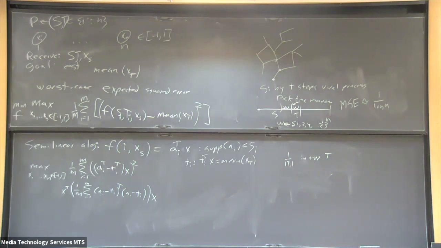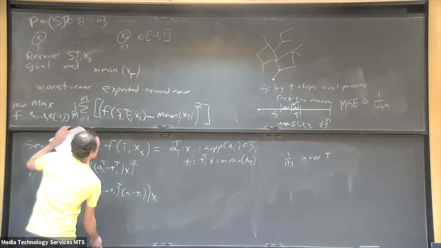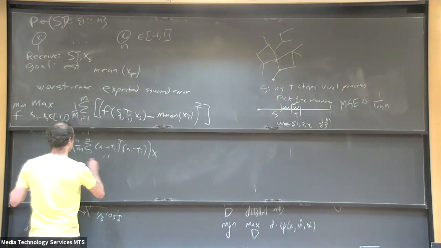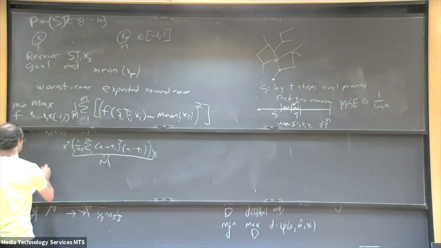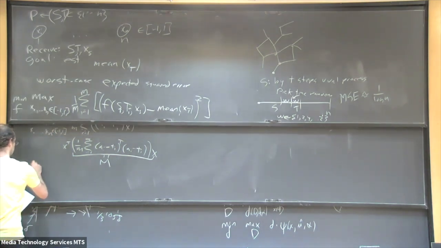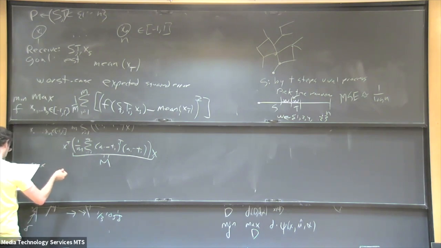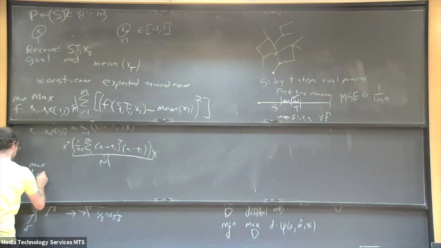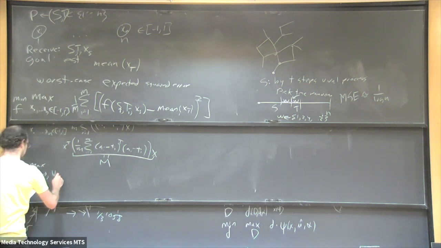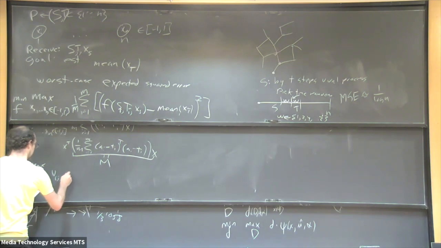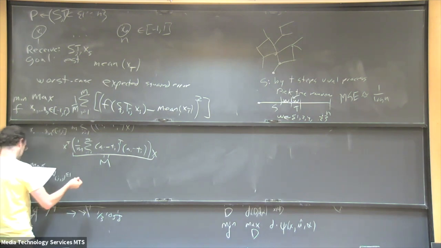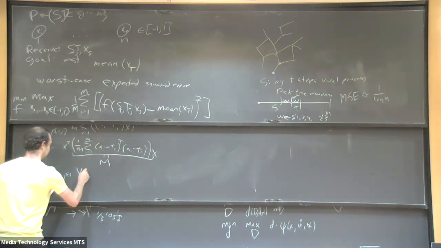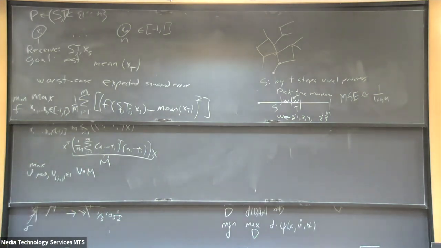So the SDP relaxation of this: if we call this whole thing matrix M, then this is just the max over positive semidefinite V, such that the diagonal entries V_jj equal 1, of the matrix dot product of V with M.